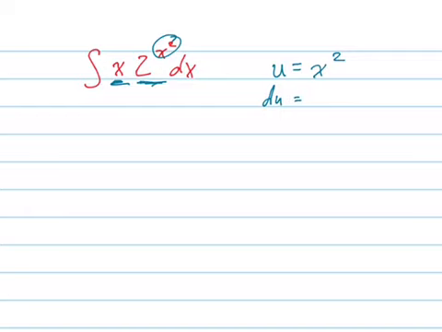So we're going to use U substitution because when I let u equal x squared, then I know that du is going to equal 2x dx. And look, I have an x right here, and I have an x dx right here. I have an x dx, and I have an x dx.